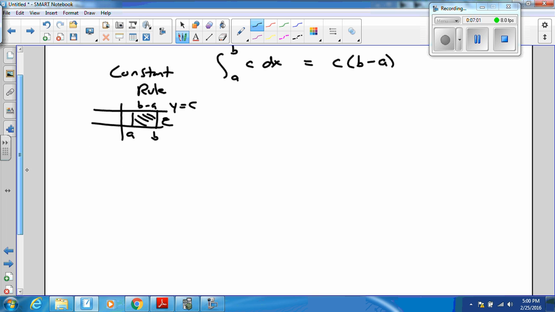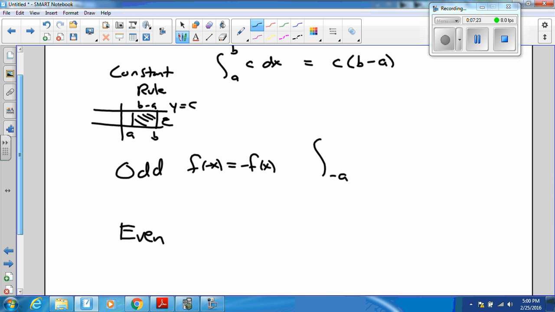We also began to consider what happens if we have an odd function or we have an even function. Now let me remind you of some definitions. An odd function is a function such that when you plug in negative x, what you get is the opposite of f of x. And I asked you to consider what happens when you integrate such an odd function from negative a up to positive a.